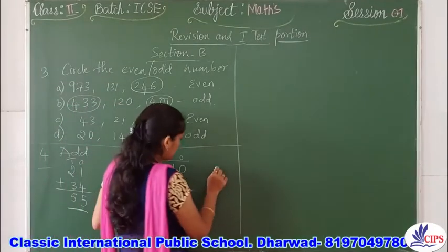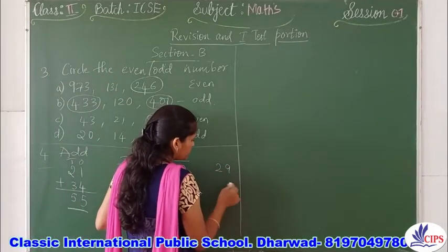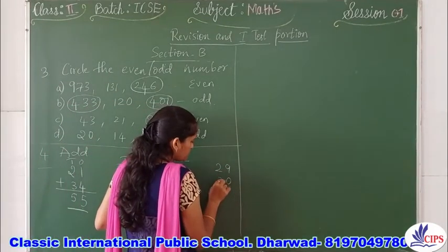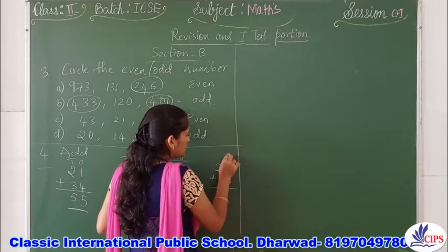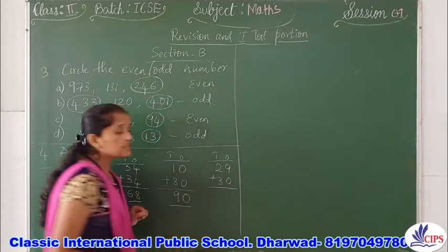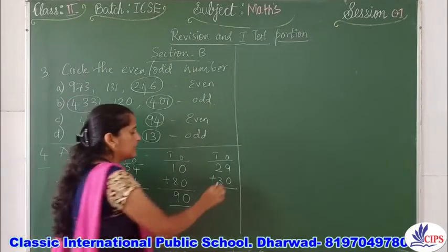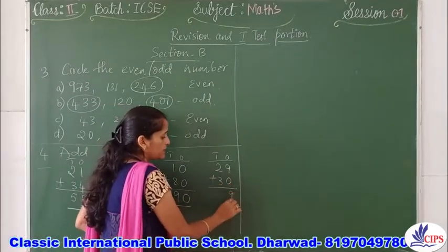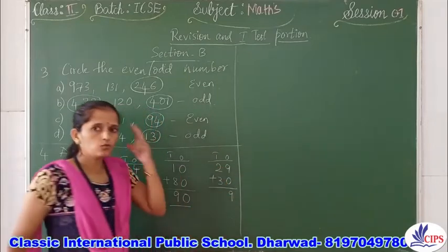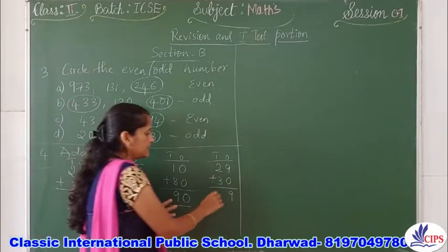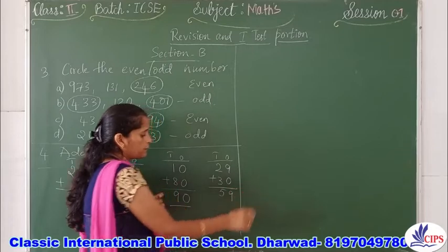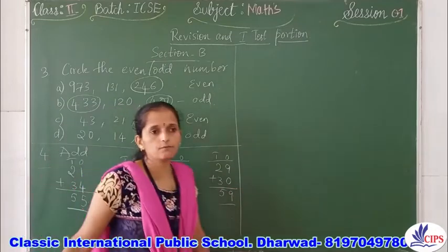One more we will take: 29 plus 30. Here 9 plus 0: if we add 0 to any number, the number remains as it is. 9 plus 0 is 9 only. 2 plus 3, 2 in the mind, 3 in the hand, that is 3, 4 and 5. So here we have simple addition.